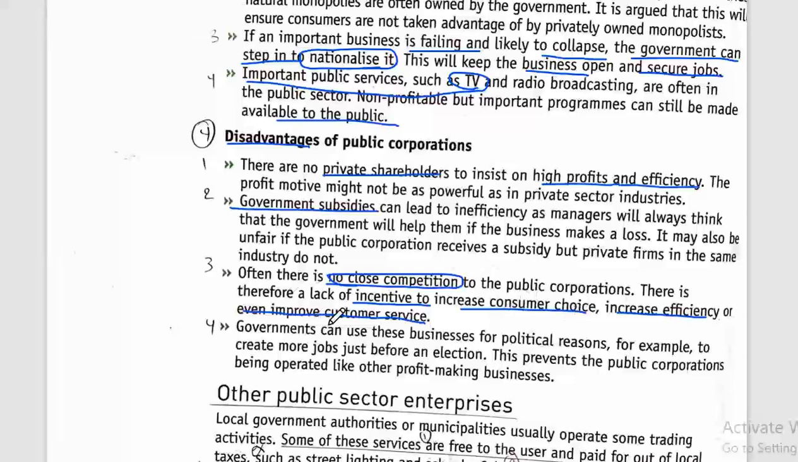And number four, governments can use these businesses for political reasons. For example, to create more jobs just before an election. This prevents the public corporation being operated like other profit-making businesses. So one of the disadvantages for the public corporation is that they might be used for political reasons, doing their services just because they have another issue, another goal, another private aim for the public corporation.